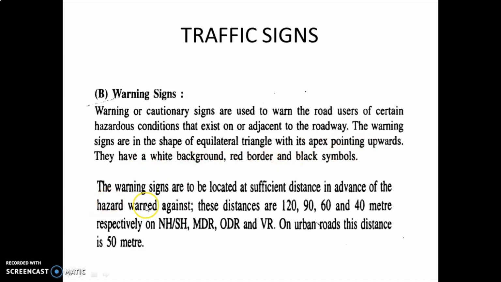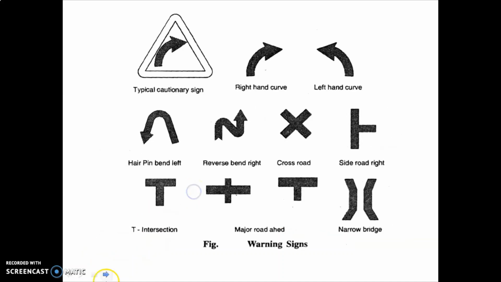The warning signs are to be located at sufficient distance in advance of the hazard warned against, and these distances are 120, 90, 60 and 40 meters respectively on national highway, state highway, major district road, ordinary district road and village road. On urban road the distance is 50 meters. Okay, so now we will see the signs.